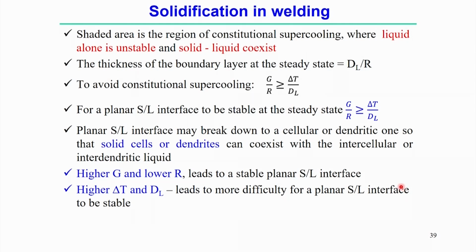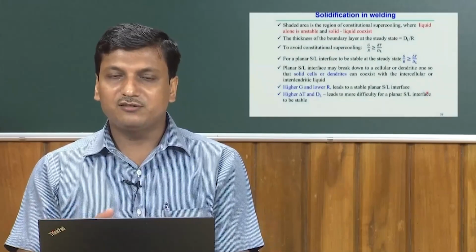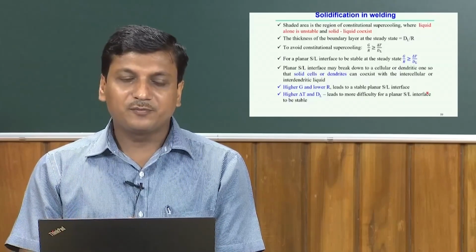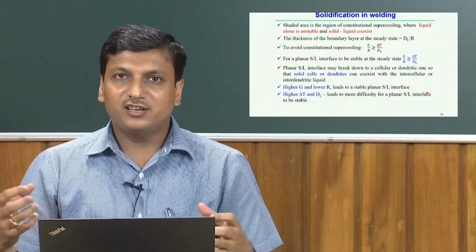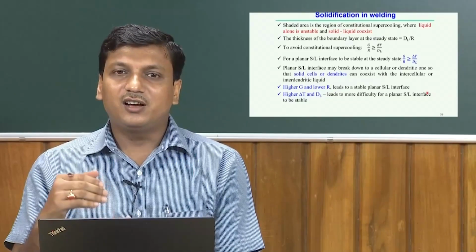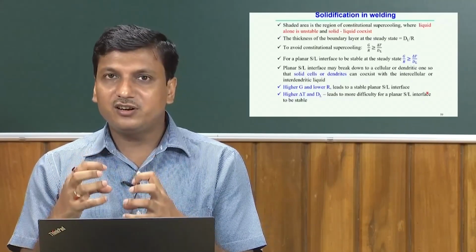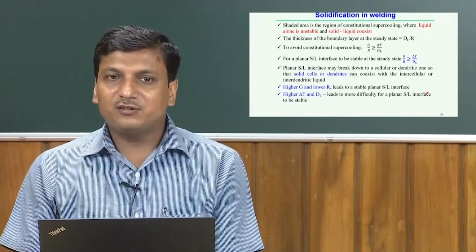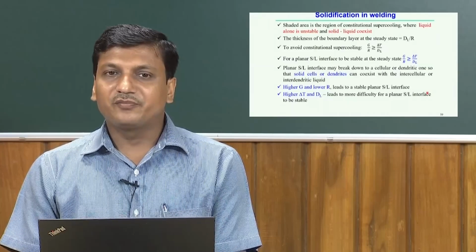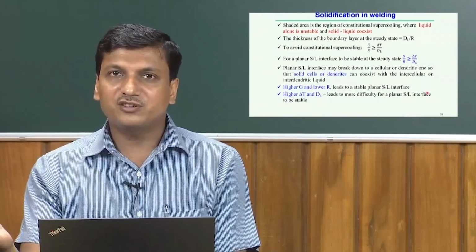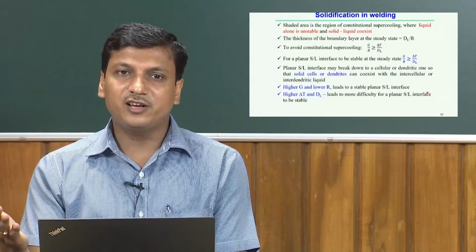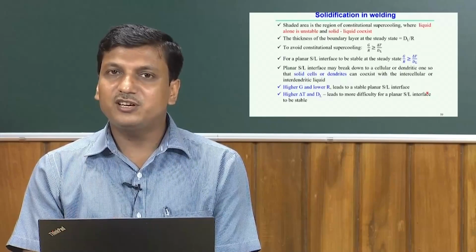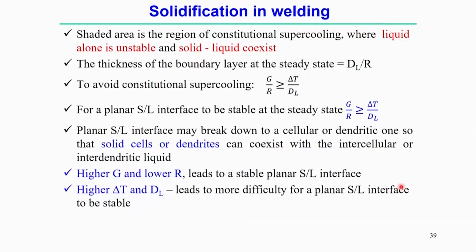Now, the planar solid liquid interface may also break down into cellular or dendritic forms, so that solid cells or dendrites can coexist with intercellular spaces or interdendritic liquid. That breakdown of the planar solid liquid interface to other solidification modes, cellular or dendritic, can also be explained mathematically in terms of G, R, delta T and dl, all these parameters.